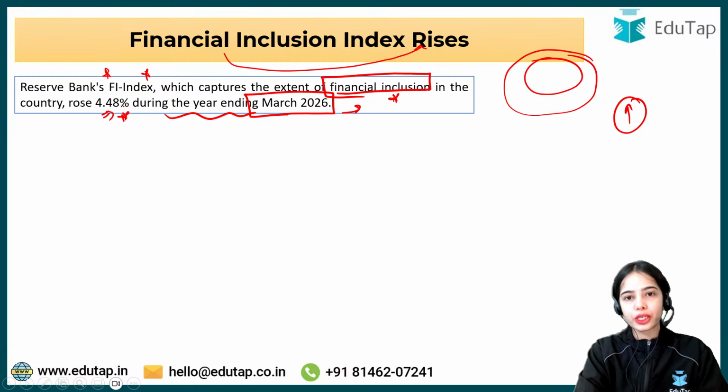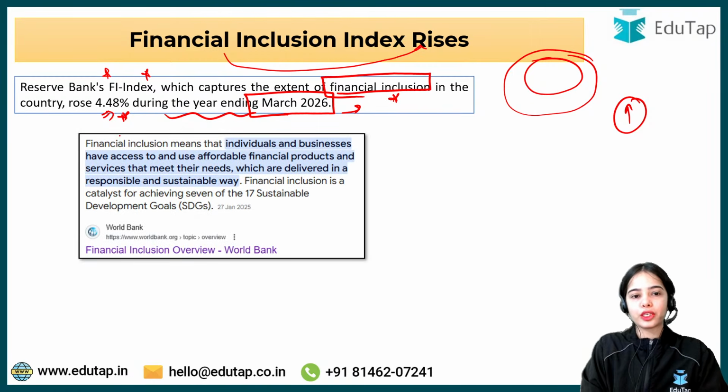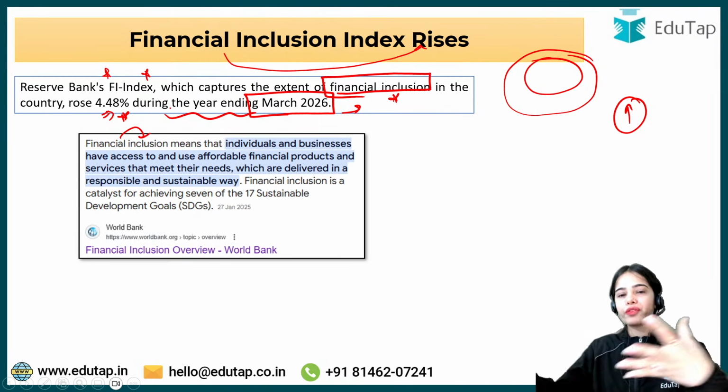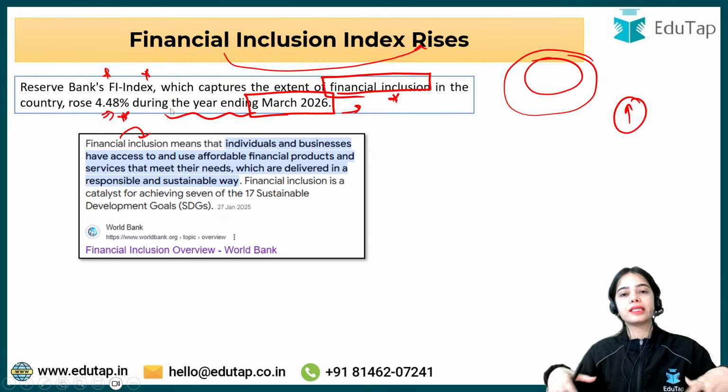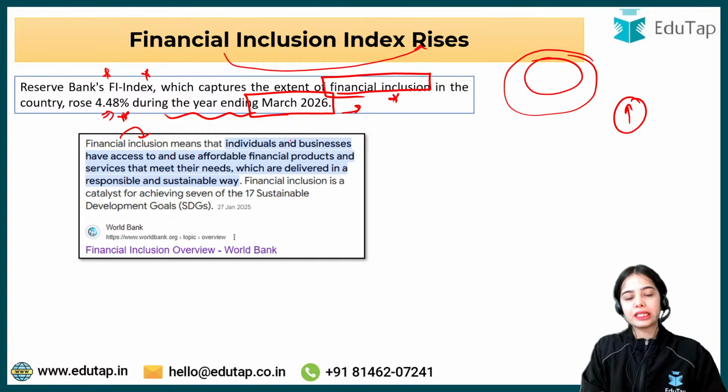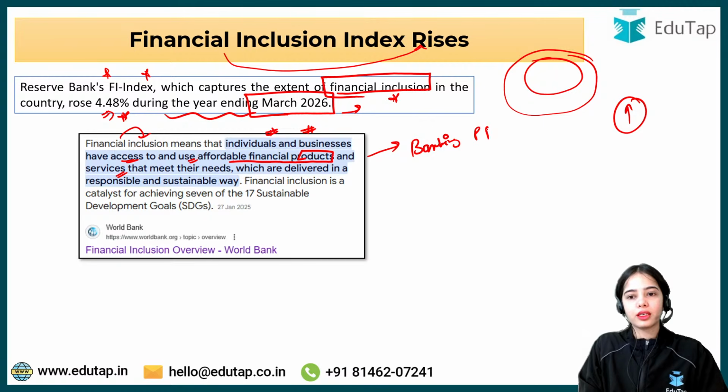What is financial inclusion first of all? Financial inclusion basically means involving the individuals and the businesses in the financial system of the country. So financial inclusion means that the individuals and the businesses should have access to and use affordable financial products and services. Now, in financial products, usually we are talking about banking products and services.